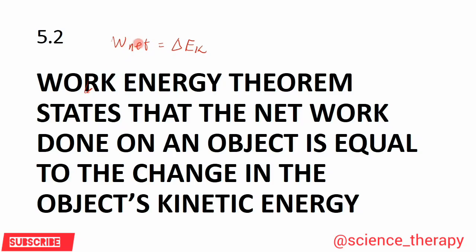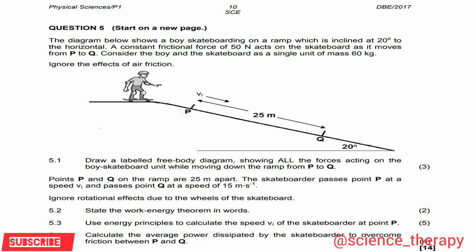So the work energy theorem states that the net work done, W net, is the net work. So the net work done on an object is equal to the object's change in kinetic energy. So as you can see here, the W net, the net work, is equal to the change in kinetic energy, right? So that's an easy way to remember that definition.